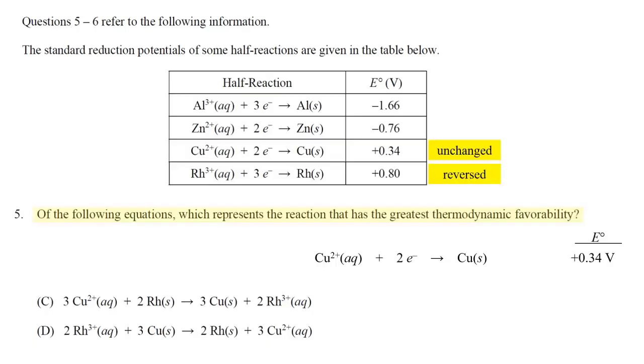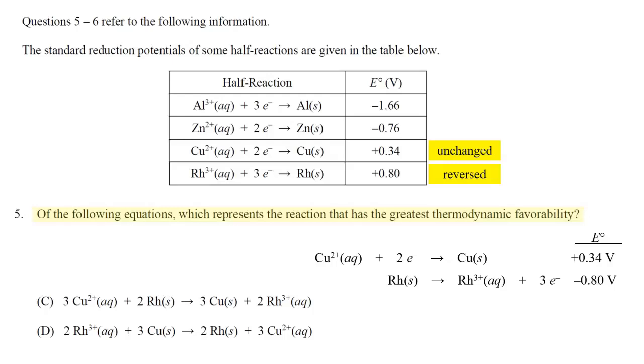Now I'm going to reverse the rhodium half reaction. That would put solid rhodium on the left and aqueous rhodium ions on the right. But since I reversed that half reaction, now the cell potential changes from positive 0.80 volts. It becomes negative 0.80 volts.